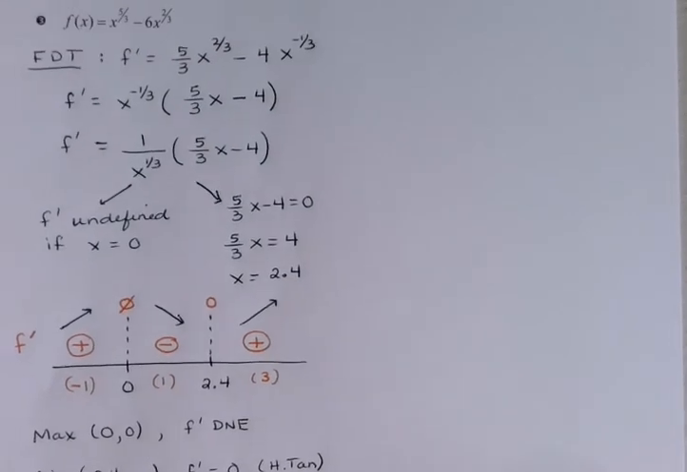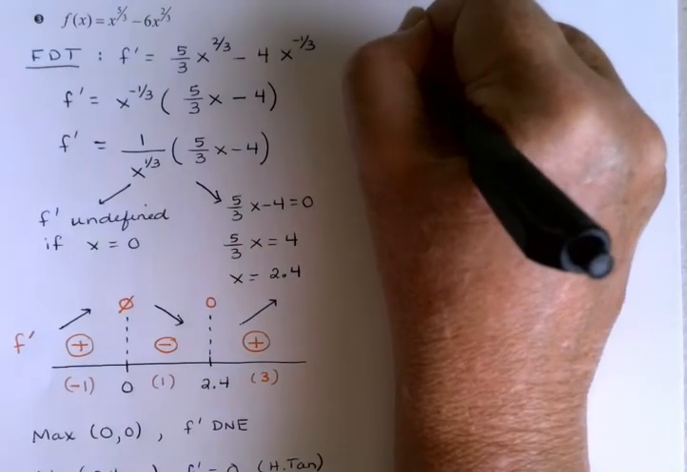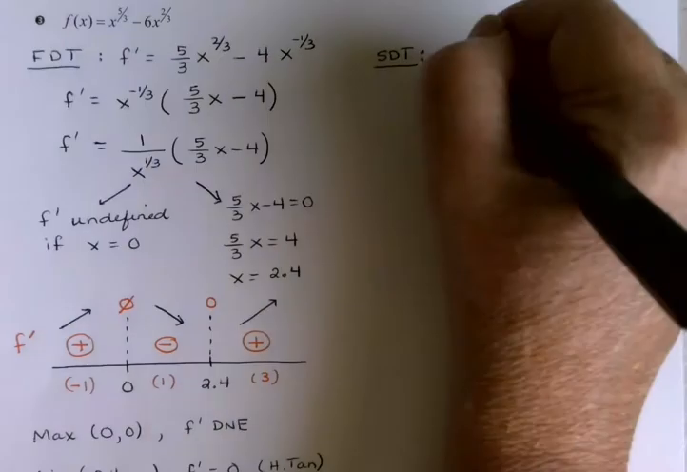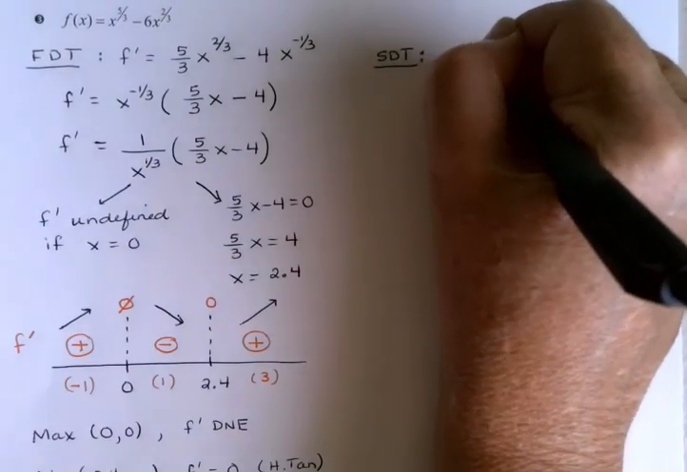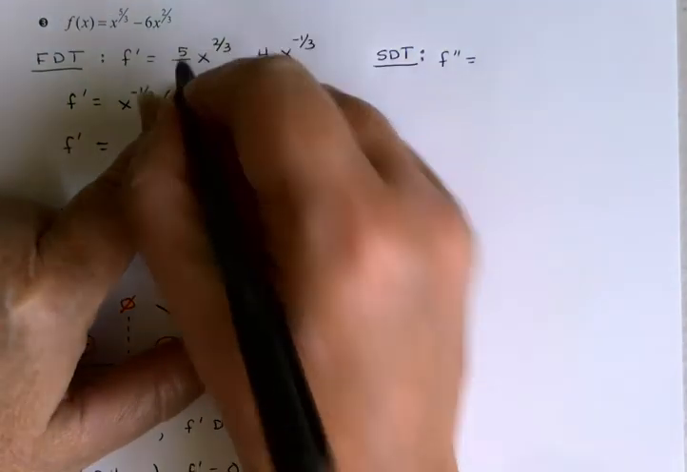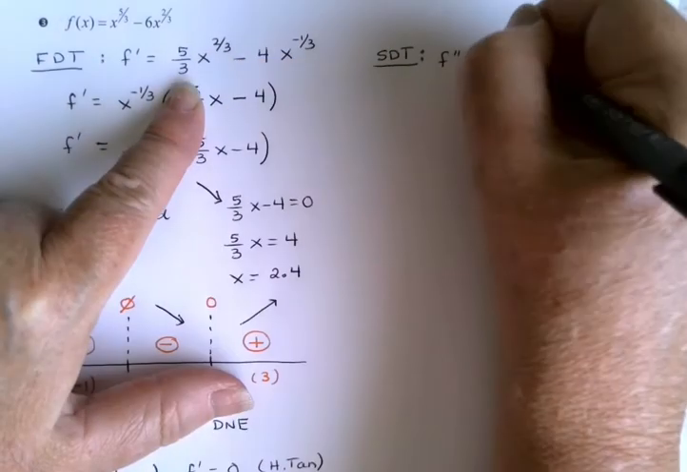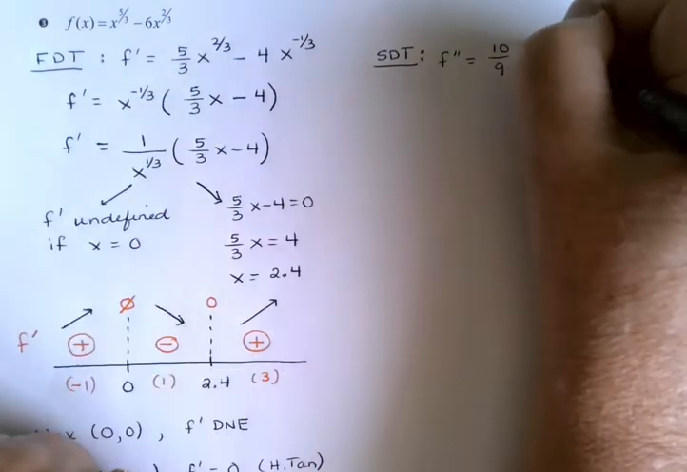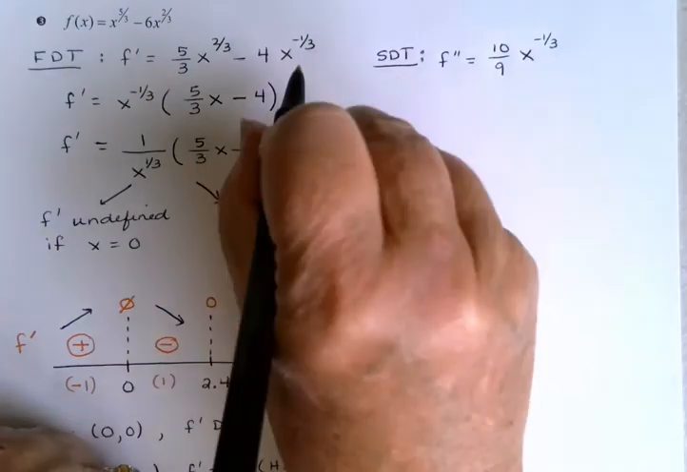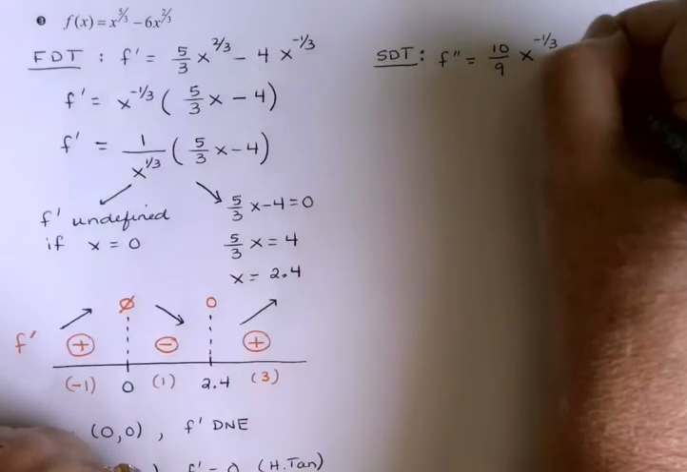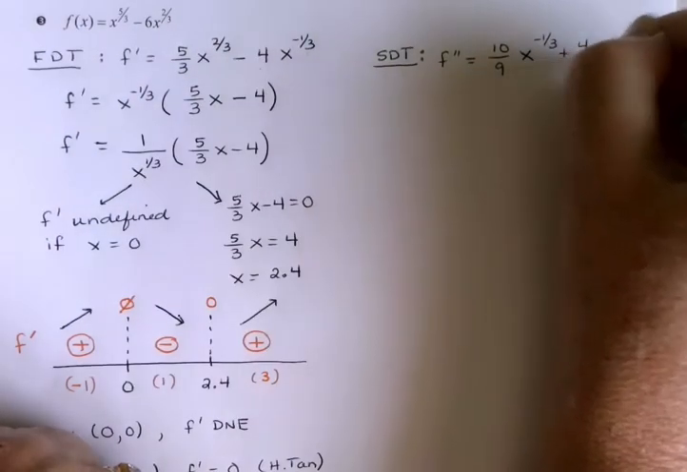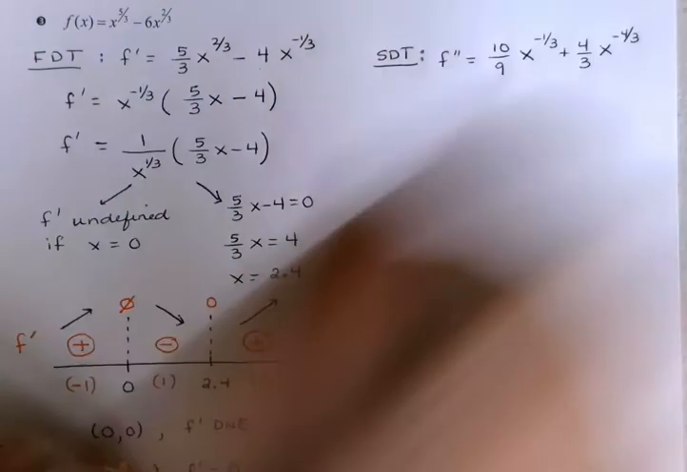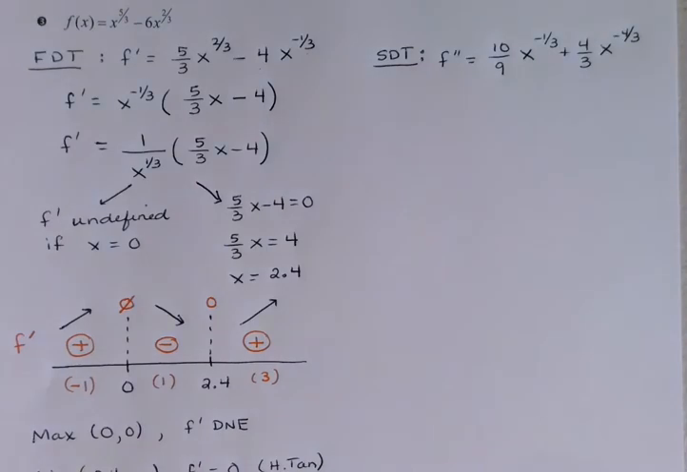Let's do our second derivative test. f double prime would be 2/3 times 5/3, which would give me 10/9 x to the negative 1/3. And a negative times negative, that's a positive 4/3 x to the negative 4/3 for my second derivative.